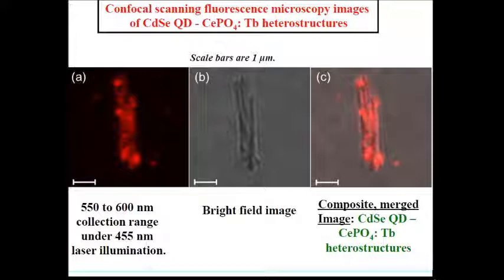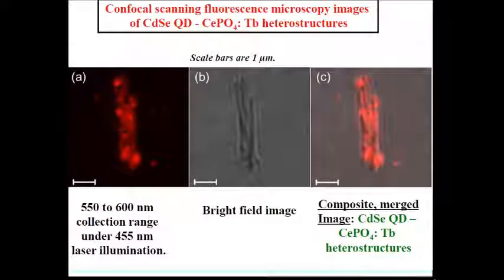And if you look at, again, scanning fluorescence microscopy images, bright field images, and the fluorescence images, they're basically stacking on top of each other, showing you that you have a uniform distribution of quantum dots localized on the cerium phosphate platform. Okay? It's actually quite interesting in that respect.